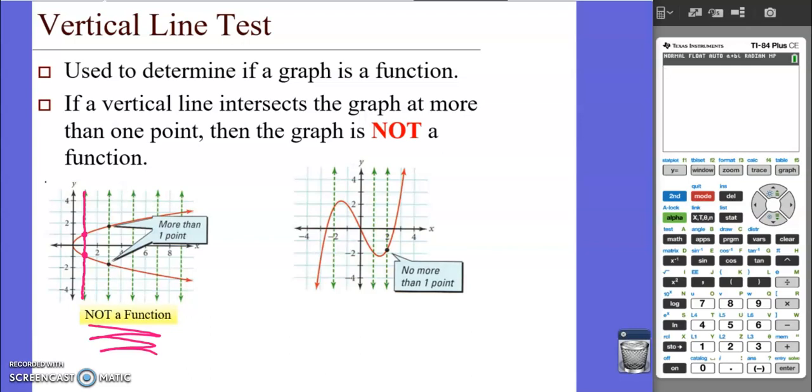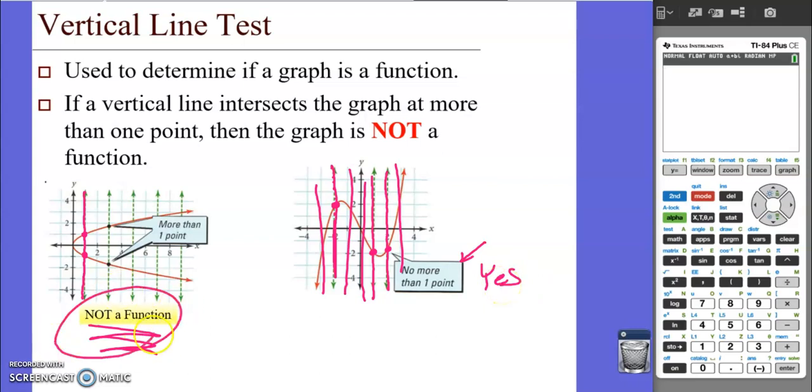So here you can see the green dot. If we draw a line here, notice it only crosses at 1 spot. If we draw a line here, it only crosses at 1 spot. If we draw a line here, it only crosses at 1 spot. You can draw an infinite amount of lines just to check it. So it only crosses at 1 spot. So yes, this is a function. This is not a function. So you can always do the vertical line test to see if it's a function.